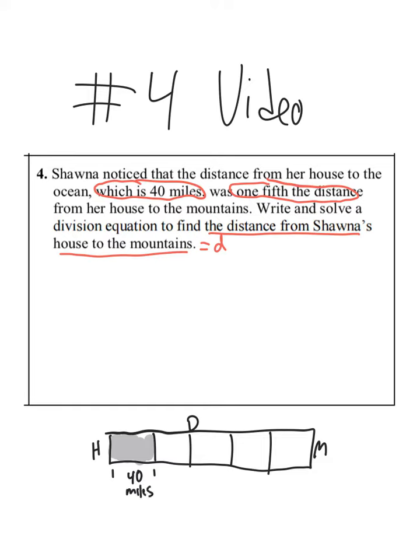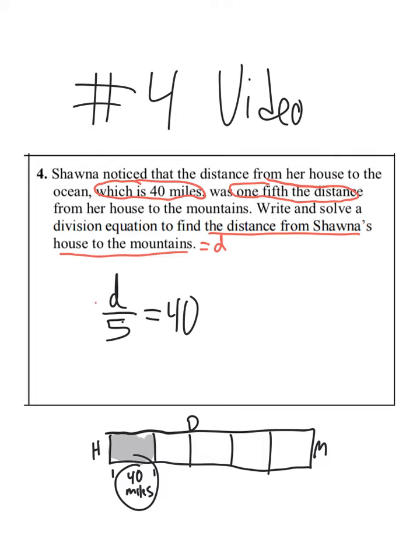So what did I just do to get my equation? Well, I took D. Remember, D is the distance from her house to the mountains. And I split it, or divided it, into 5 pieces. And each one of those 5 pieces is, remember down here, 40 miles. So my equation is D divided by 5 equals 40.